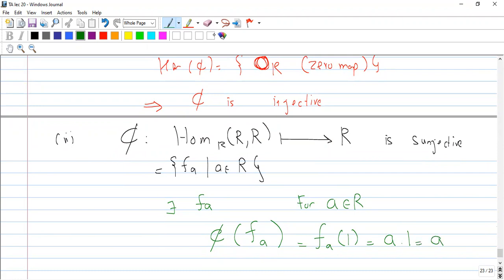So it means that for any element a in R, there exists f of a in the Hom, and when I took its image, it came out equal to a. It means that every element has a pre-image. The pre-image of every element is f of a, and we know that f of a is an R module homomorphism. So every element has a pre-image, which shows that phi is a surjective map.